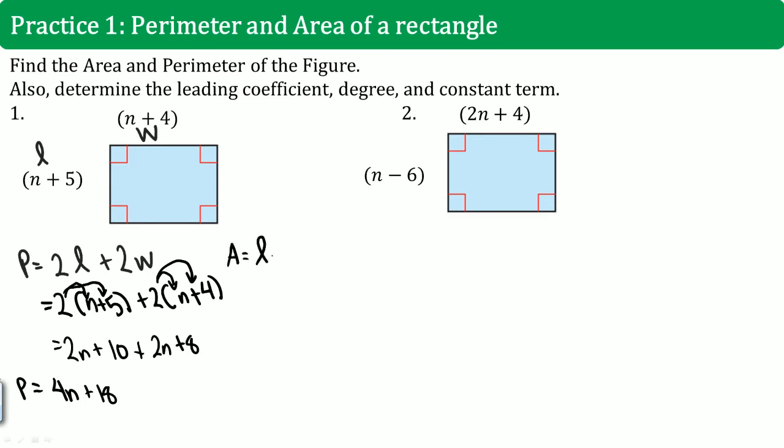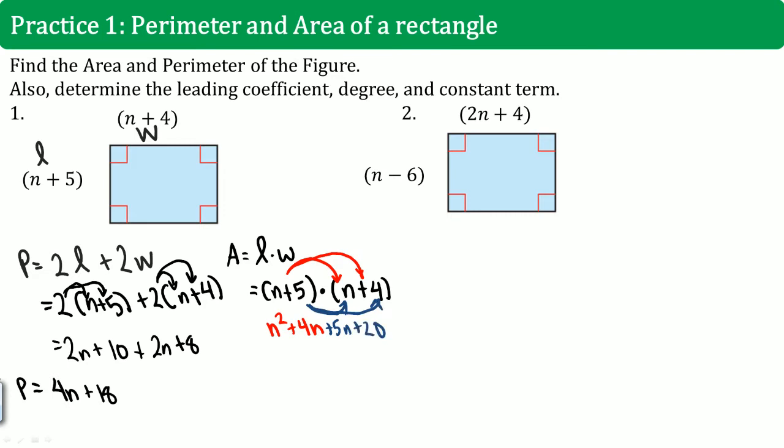The area is just length times width, which is going to be equal to n plus 5 times n plus 4. Let's distribute. N times n gets you n squared. N times 4 gets you 4n. Then we do it to the bottom. 5 times n is 5n. 5 times 4 is 20. We can combine some like terms. 4n plus 5n gets you 9n. Bring everything else down. This would be the area. Notice the perimeter here is degree 1. The area will always be a degree 2.